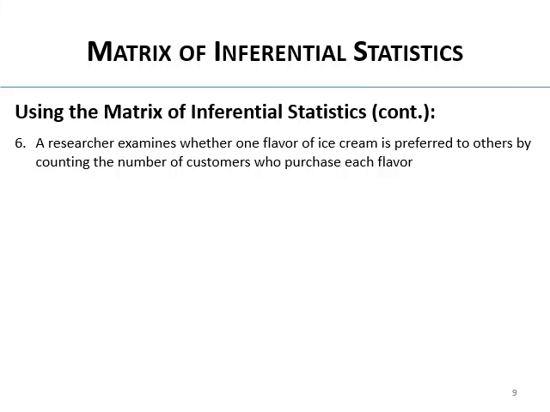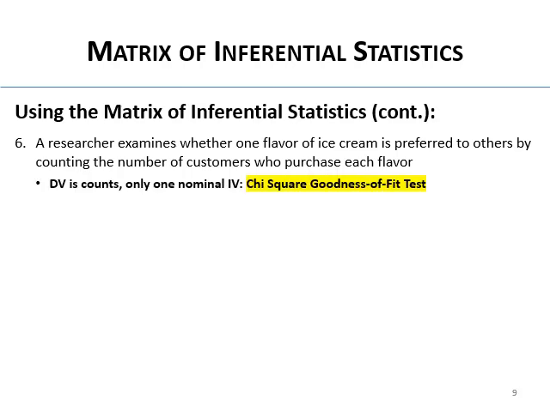Number 6. A researcher examines whether one flavor of ice cream is preferred to others by counting the number of customers who purchase each flavor. So we got counts, first of all, hint. What's the variable here? Customers, they're just counting customers, but the variable is what flavor of ice cream they like, or buy. So that's a nominal variable, right? Strawberry, chocolate, vanilla, etc. And it just counts who buys each flavor. So we have one nominal variable, counts of things. What's the test? Well, the test is the chi-square goodness of fit test.